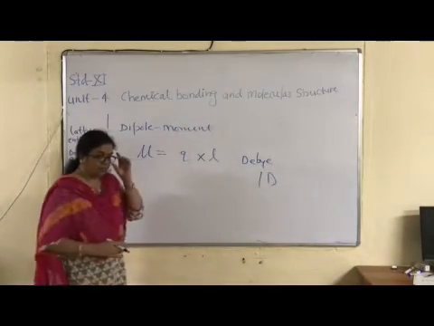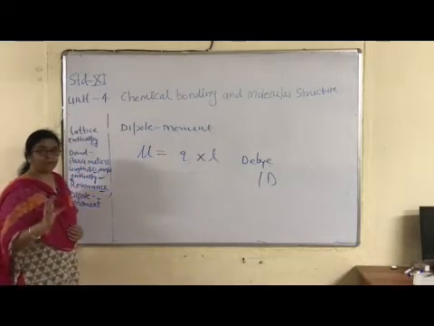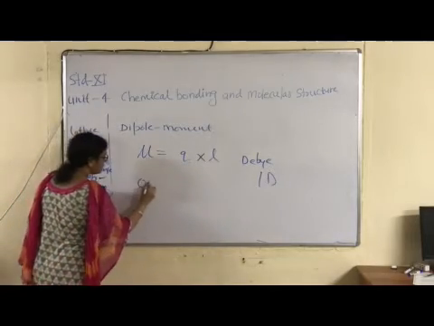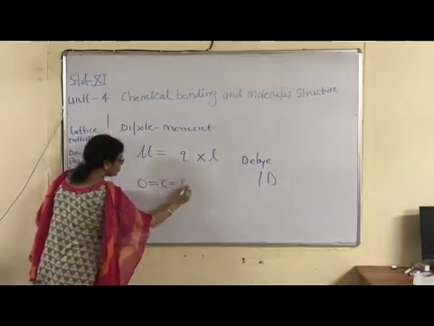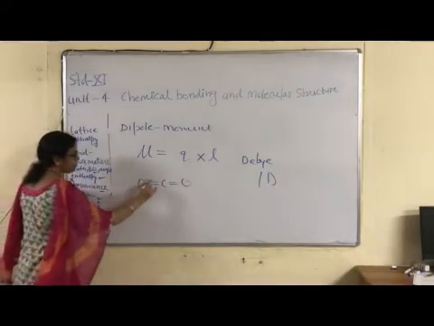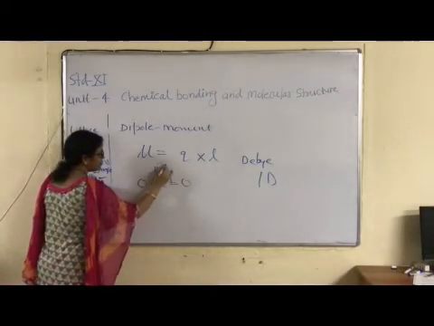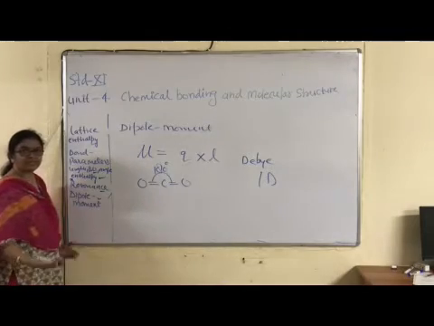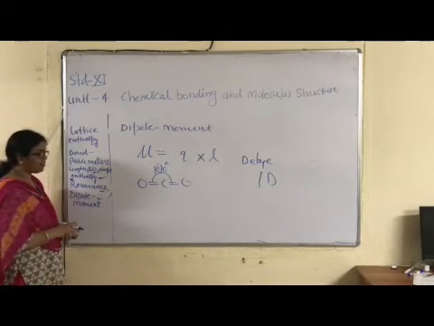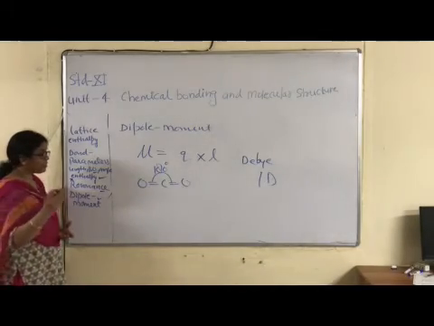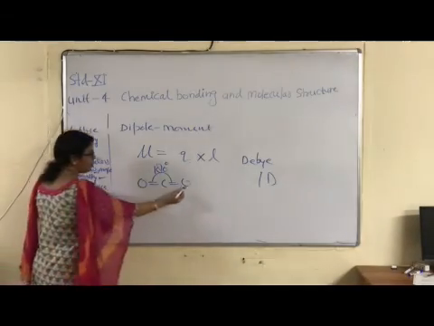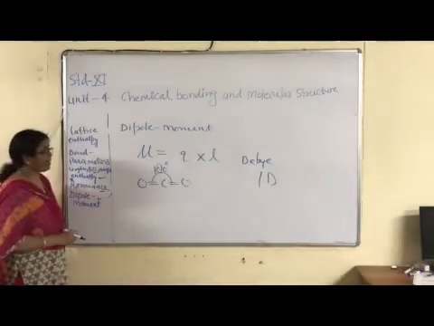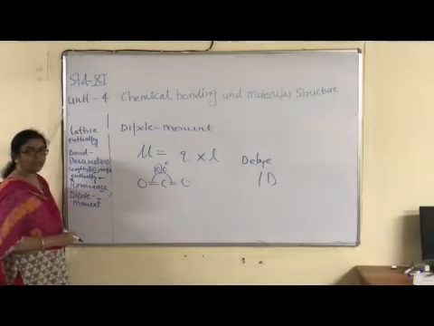One linear geometry example is carbon dioxide, CO2. Its geometrical shape is linear. Shape is straight, linear, at which angle? 180. Okay? In C and O, which atom is most electronegative? Oxygen.